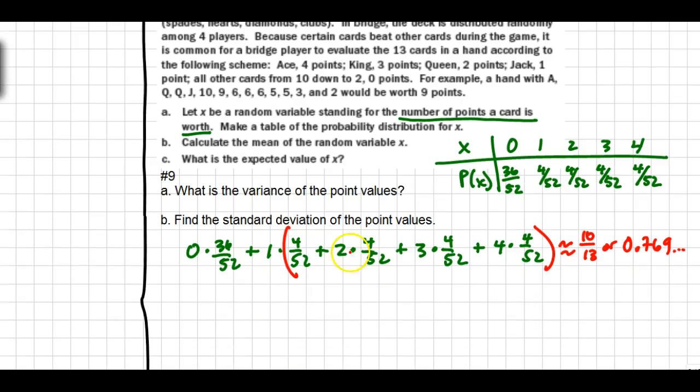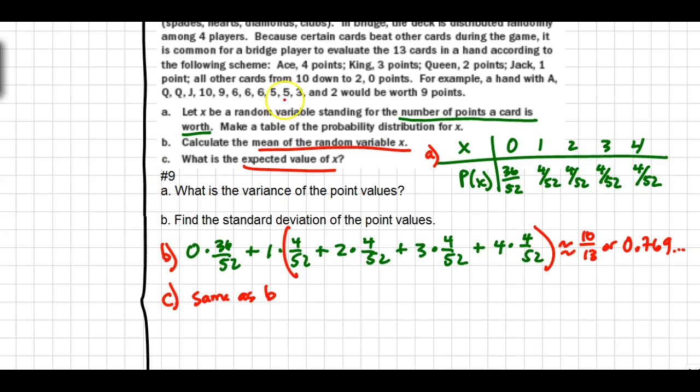So that is the mu, or the mean, of the random variable x. So that is for question B there, and our table here was for A. And then for part C, they ask us to find the expected value. Know that expected value is the same as the mean of the random variable. Those are the same thing, just a different name. So you would say same as B.